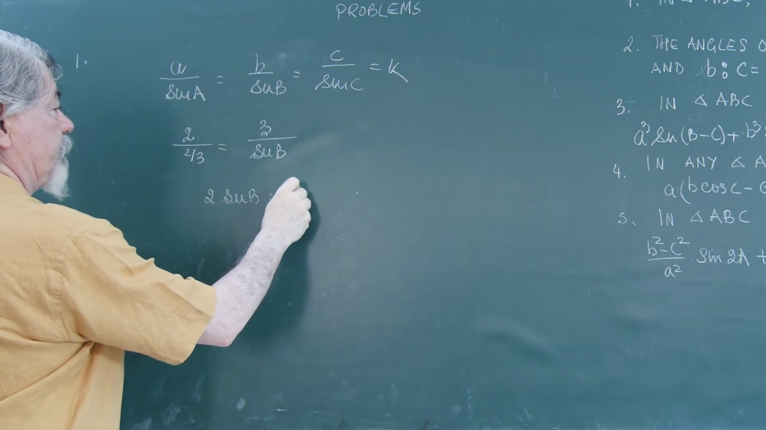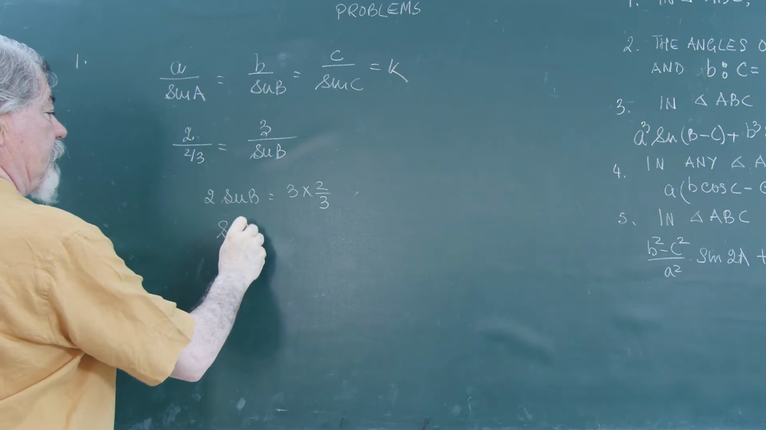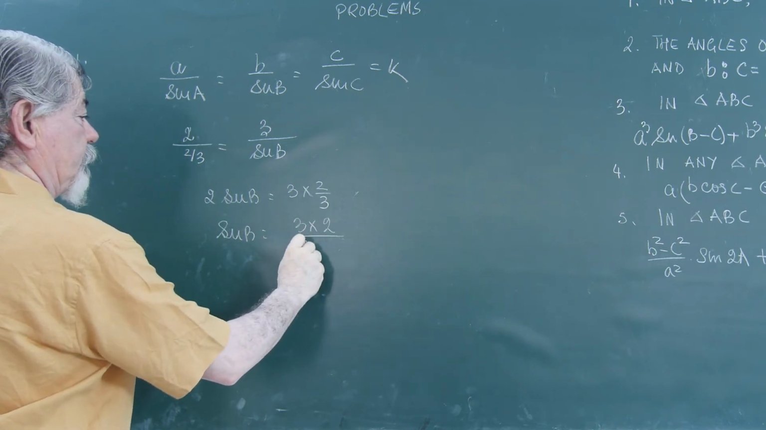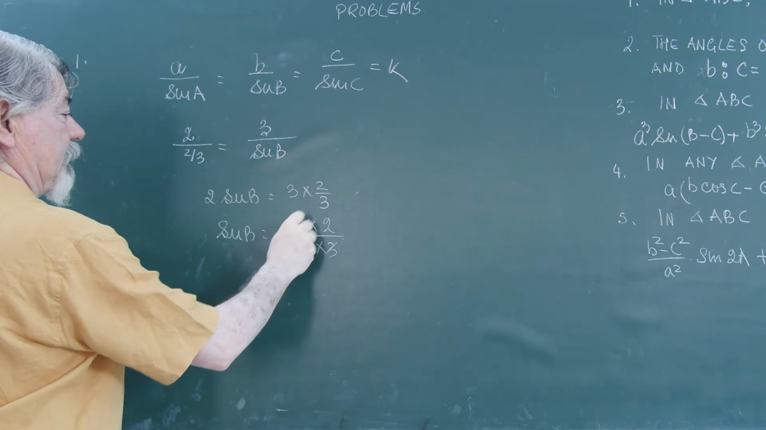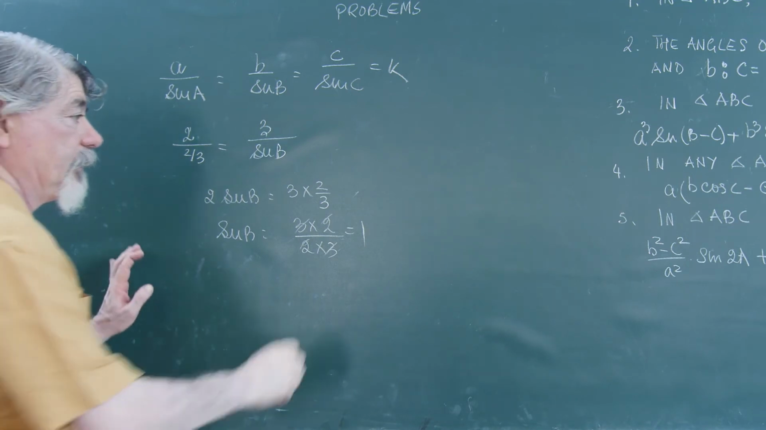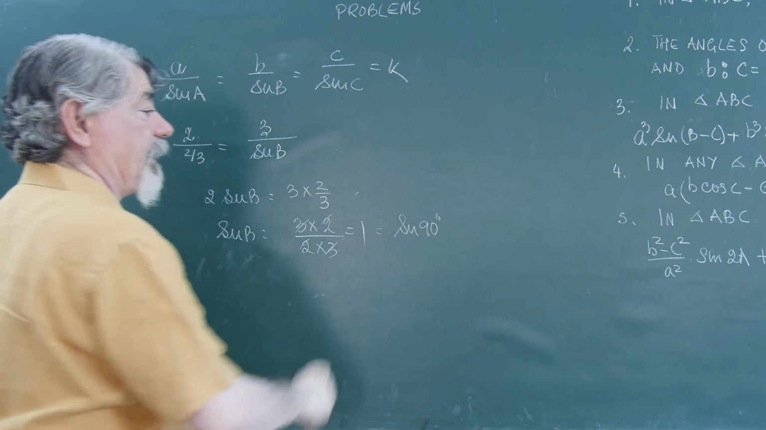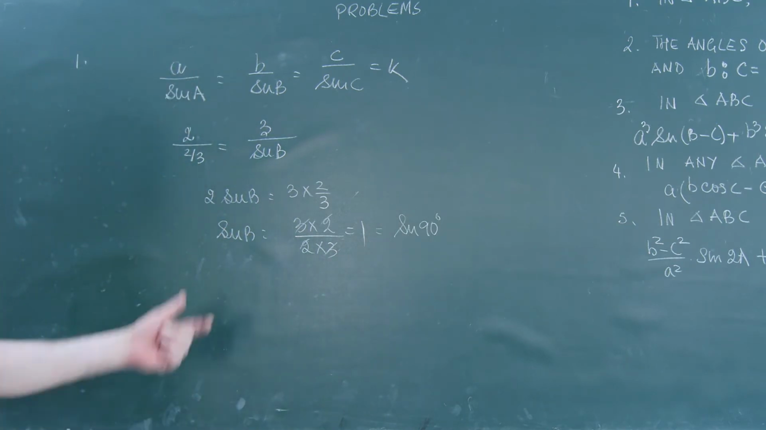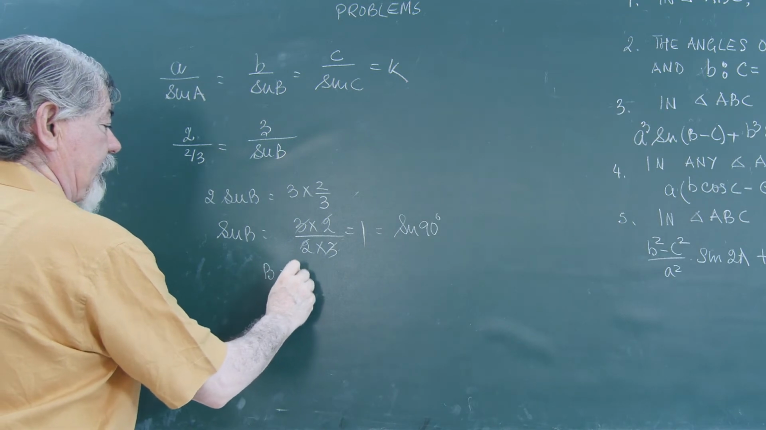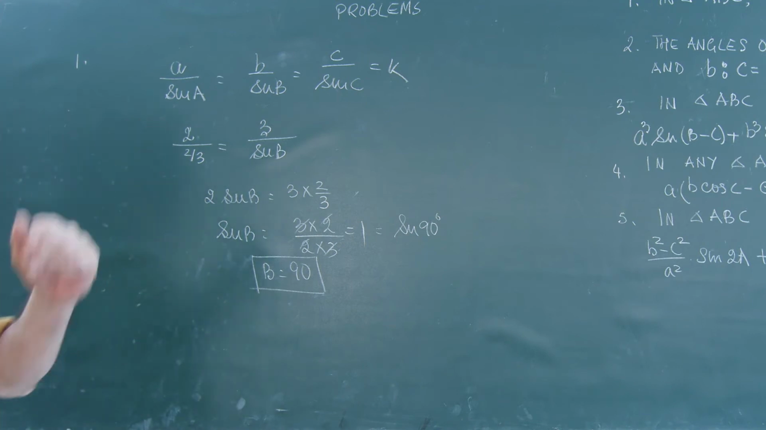So you use this portion of the formula, and when we cross multiply, 2 sin B will be equal to 3 into 2 upon 3, or sin B will be equal to 3 into 2 upon 2 into 3. So you can see clearly that I'll get sin B equal to 1. That means sin 90, since sin 90 is 1. Sin B is equal to sin 90, so B is equal to 90. That means the angle B is 90, and that is what he wanted.